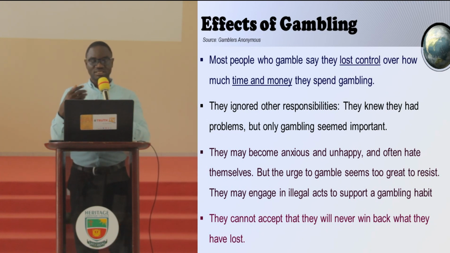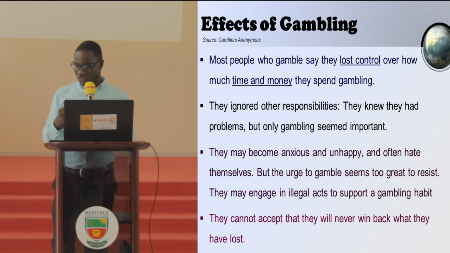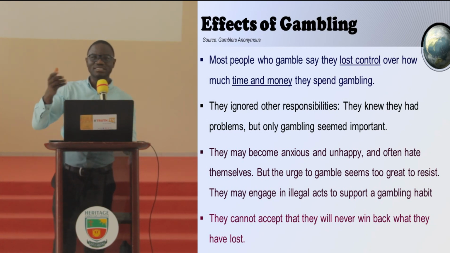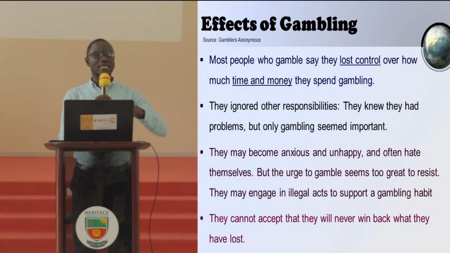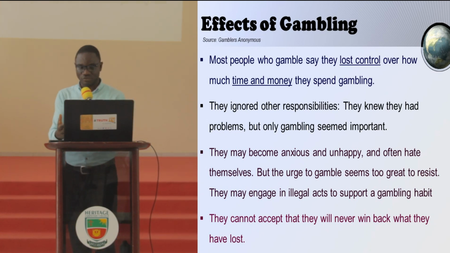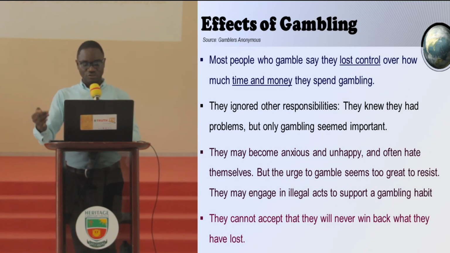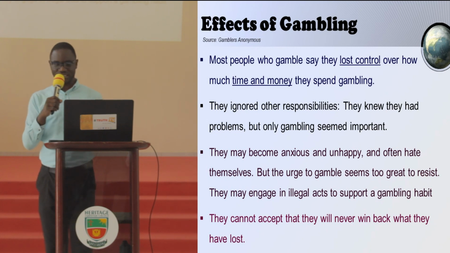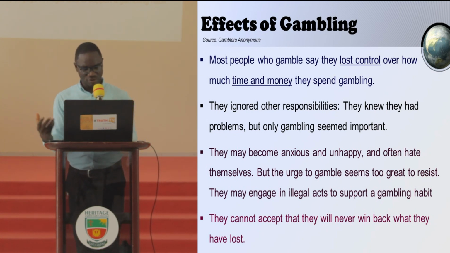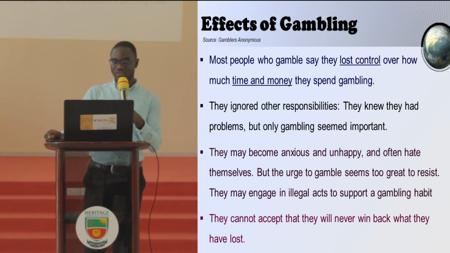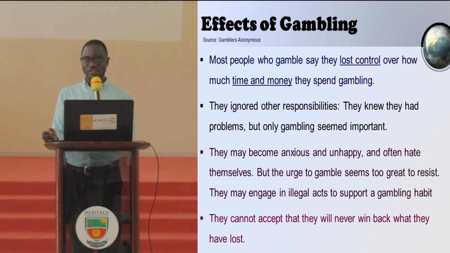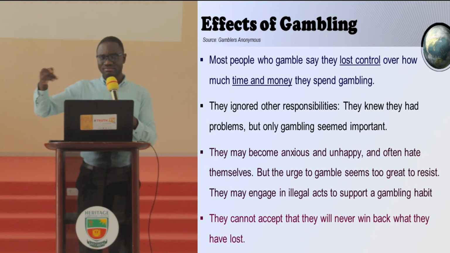Now, some of the effects of this, the first one is that most people who gamble say that they lost control over how much time and money they spend gambling. It's such a way that they hook you and you lose your control, because it's been inbuilt into the system, and then they will be controlling the process, your money, and you ignore other important responsibilities, because always you want to get onto that site or that particular place to gamble, and then you become so anxious. Anxiety fills you, because you are always anxious about the outcome of whatever it is that you are staking. And then sometimes you are filled with unhappiness. That's what psychologists say. When they've studied people who have been so addicted to gambling, you become so unhappy. Often you hate yourself, because sometimes you feel like you are the cause of not getting the next big win.